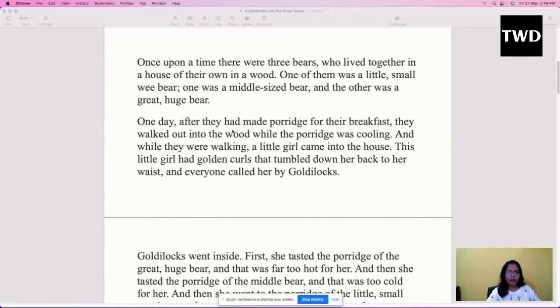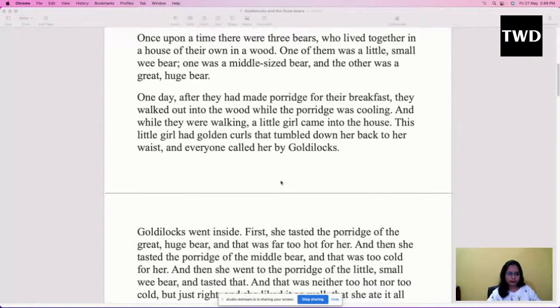One day, after they had made porridge for their breakfast, they walked out into the wood while the porridge was cooling. And while they were walking, a little girl came into the house. This little girl had golden curls that tumbled down her back to her waist, and everyone called her by Goldilocks.